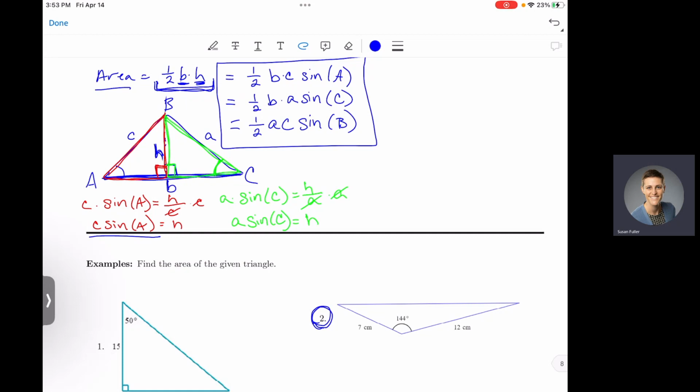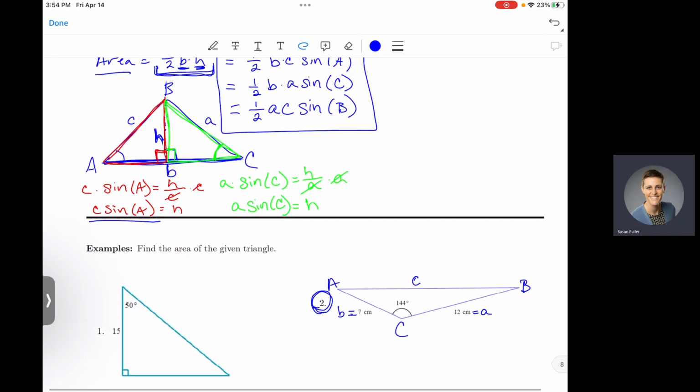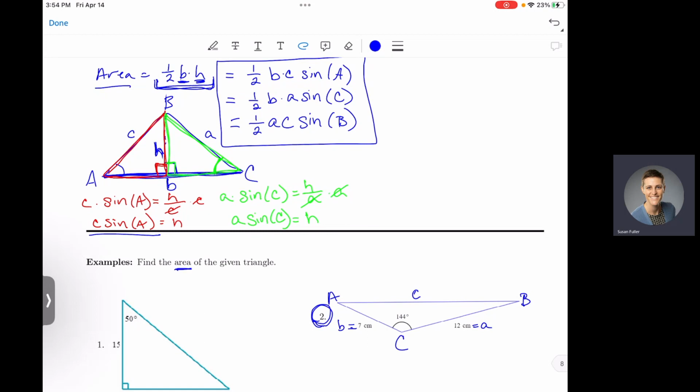You can really label these any way that you would like. I will do A here, B here, angle C here, which means this is side C, this is side A, this is side B. So if I want to calculate the area of this triangle in number 2, I have side B, I have side A, and I have angle C. So I'm going to choose the area formula that has the information that I'm given, which is side A, side B, and angle C. I'm going to choose this middle formula.